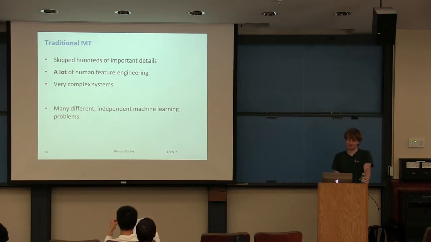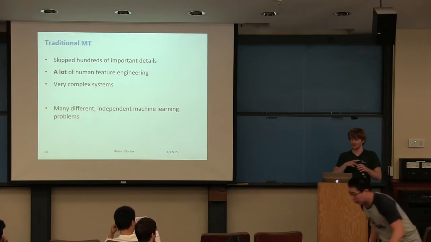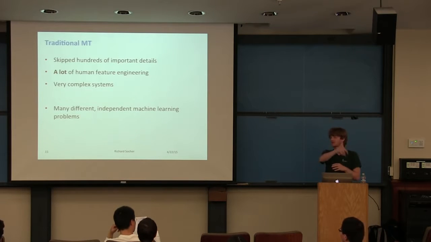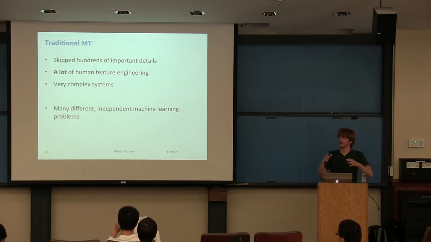And the main problem is that various subsystems of these overall pipelines solve different independent machine learning problems. So you have one optimization problem that solves alignment, another one that solves maybe finding reasonable phrases, another one that extracts features and scores them in a decoder, another one that helps you do reordering, and so on. And they're optimizing their own objective functions and not necessarily the final objective function that you care about.